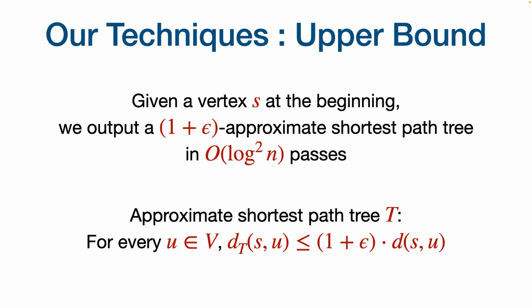So you're given a vertex S at the beginning of the stream, and you want to output a 1 plus epsilon approximate shortest path tree starting from S to all the other vertices. I will slightly relax into log squared n passes. What do we want from this shortest path tree? For every other vertex U, you want the distance in this tree between the source and U to be at most 1 plus epsilon times the actual distance in the graph. This is just a definition of approximation. You'll have a tree which obeys these properties, and we want to output this at the end of the algorithm.